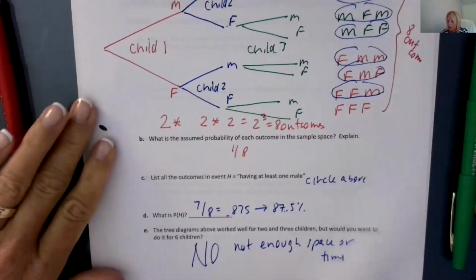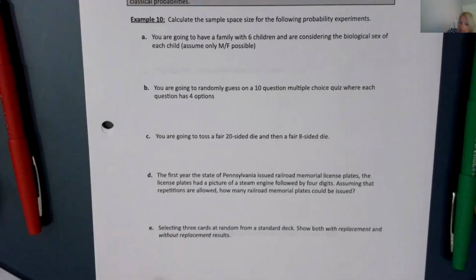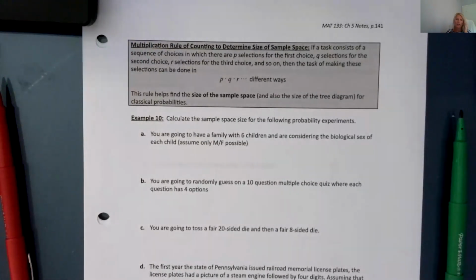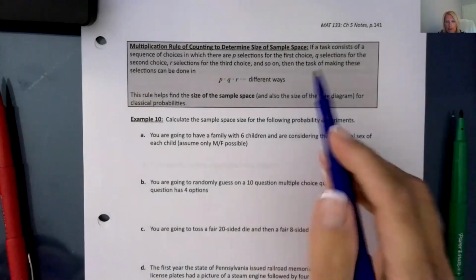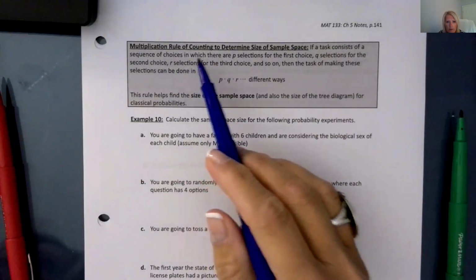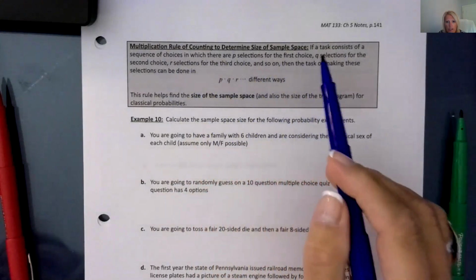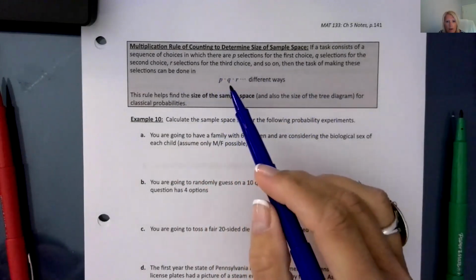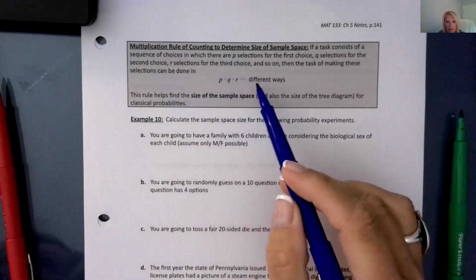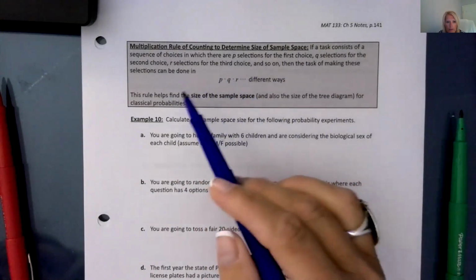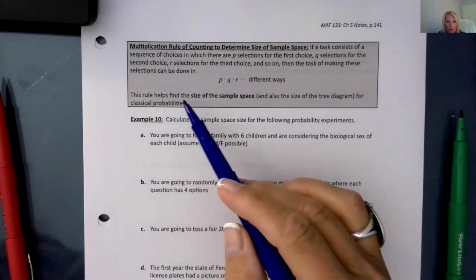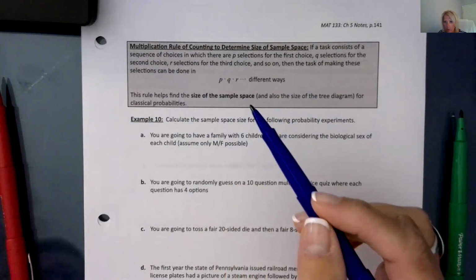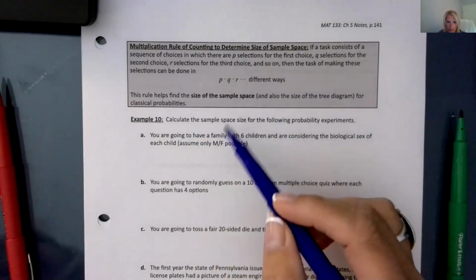Turn to page 141 and you will see the multiplication rule at the top. It is used to determine the size of the sample space. If a task consists of a sequence of choices in which there are P selections for the first choice, Q selections for the second, R selections for the third, and so on, then we can multiply those possibilities to get the total number of combinations, okay? This rule helps find the size of the sample space. We don't actually know what the exact sample space is unless we work them out, but we at least know the size of the sample space.